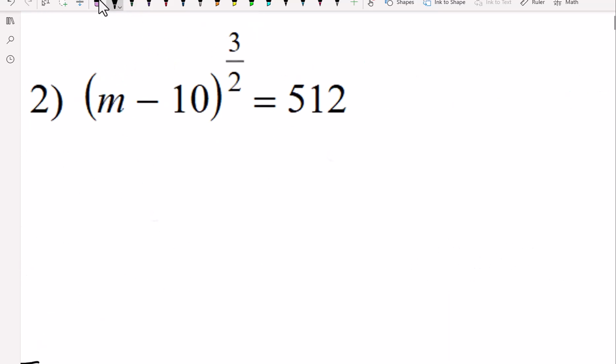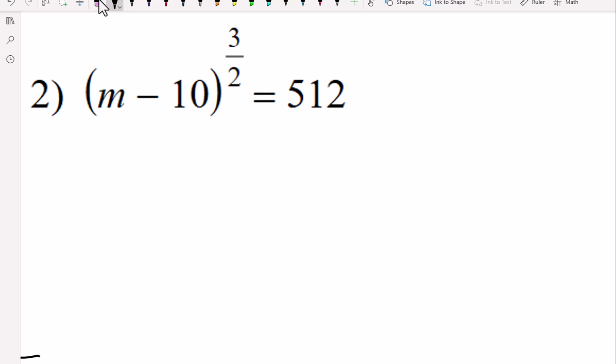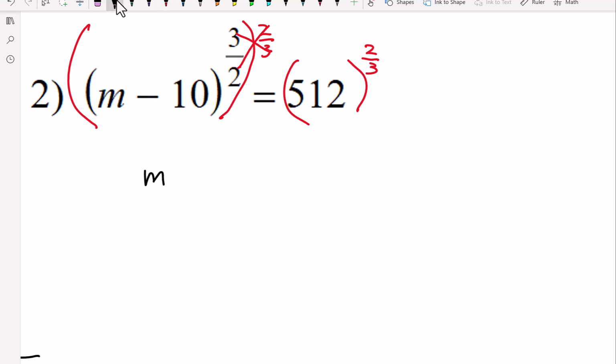Okay, so here we have one where the whole expression is in parentheses and then raised. So from right there, we can put that whole thing in another set, and then the reciprocal of 3/2 is 2/3. So on this side, we would raise it to the 2/3 power. So what that leaves is m subtract 10. And then remember what this is going to say. I didn't need to put that in parentheses. This is the root. And then we're going to square that.